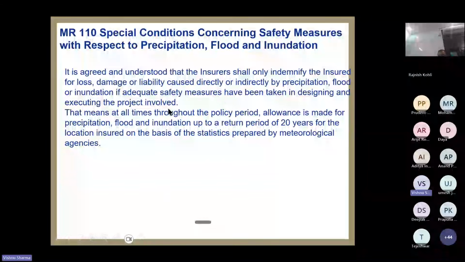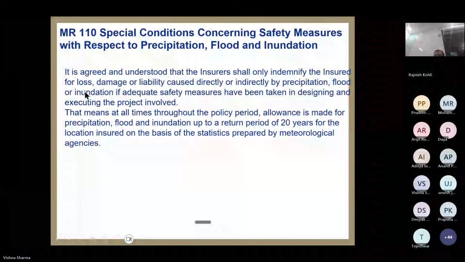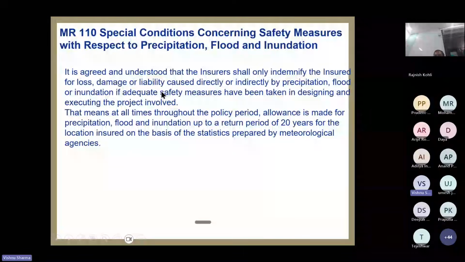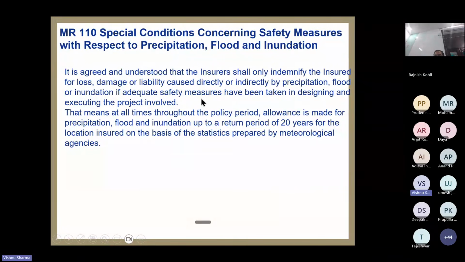यहां भी वही कहता है कि the client is supposed to take enough precaution, है ना, so as to safeguard interest, keeping the return period of 20 years in respect of precipitation, rainfall, floods, or inundation. And he is supposed to take adequate safety measures at the construction site. If the safety measures are not taken, considering the return period of 20 years for floods, then loss is not paid.